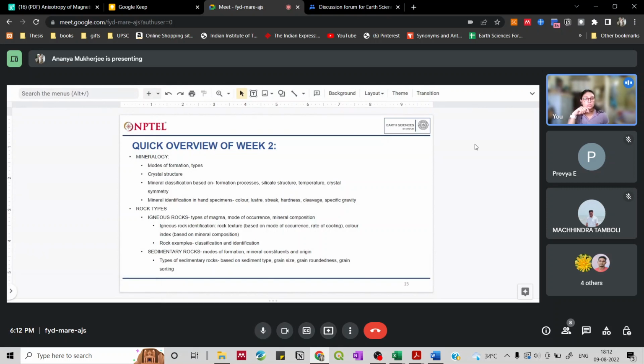And the sedimentary rocks are also again classified on the basis of their modes of formation, mineral constituents, and origin. And then you have types of sedimentary rocks, which you also identify as per the sediment type, grain size, grain roundedness, and grain sorting. I will show examples of all of these rocks and how you can understand what kind of sorting is present, how the grains actually look, whether they are rounded or subangular.